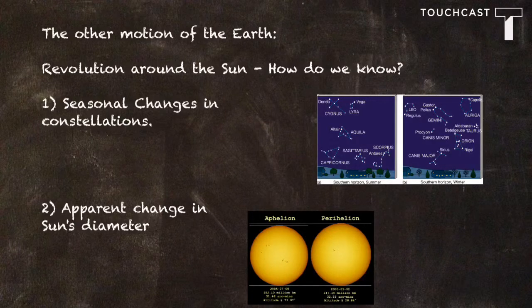The other one is the apparent change in diameter of the sun, and we'll talk more about that when we talk about the shape of the Earth's orbit around the sun. We'll be doing that tomorrow, and then this will make a little bit more sense to you.